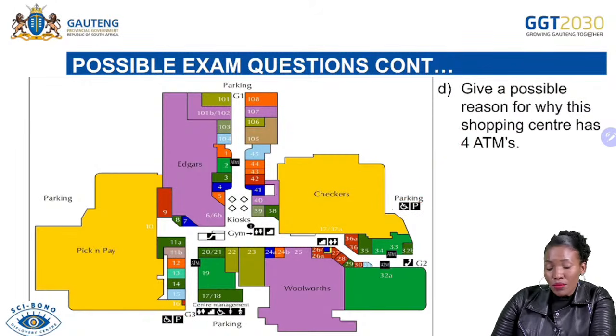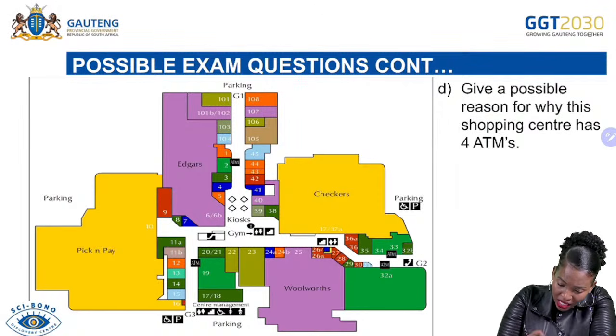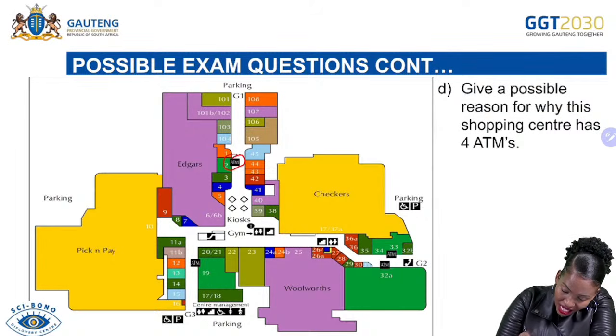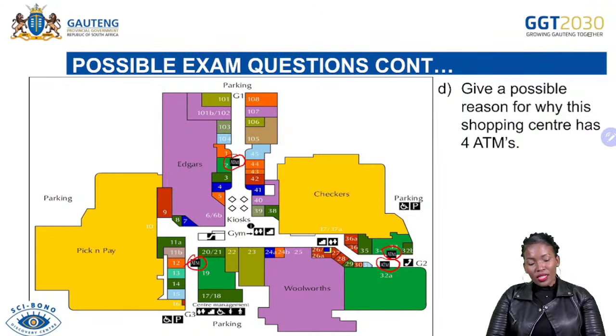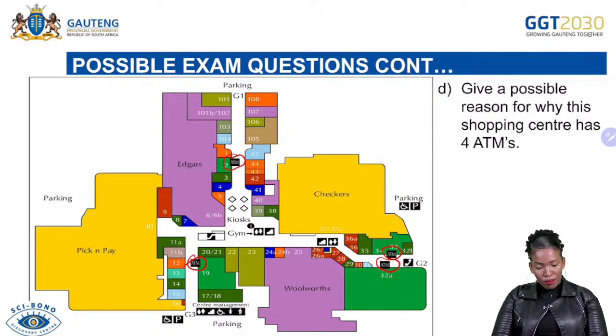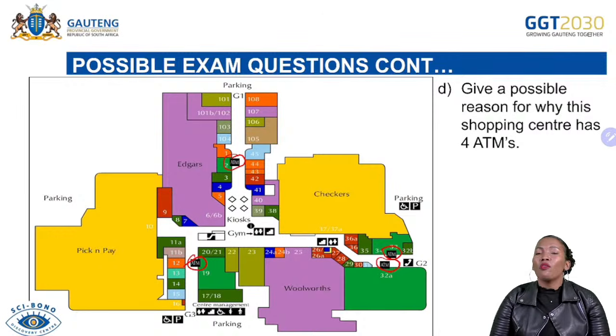Give a possible reason for why this shopping center has 4 ATMs. Let us locate those 4 ATMs. There is 1 ATM there. There is the second one, the third one. There is the fourth one. For such a small shopping complex, why do you think they would have 4 ATMs? What could be the reason?